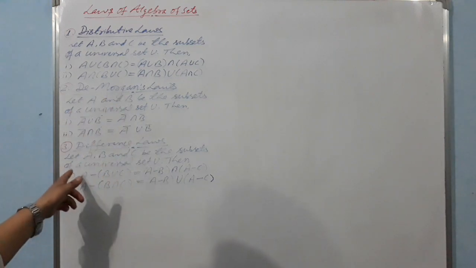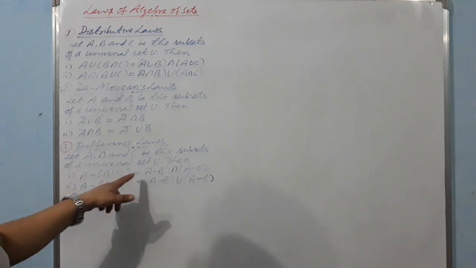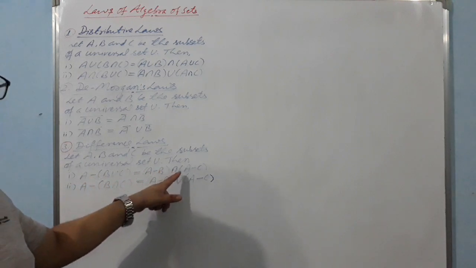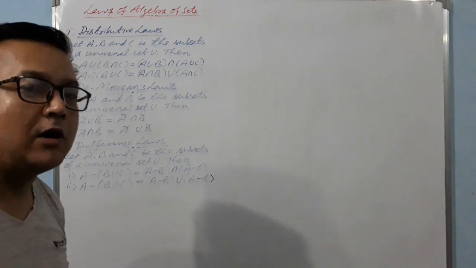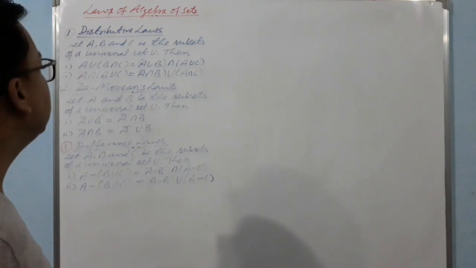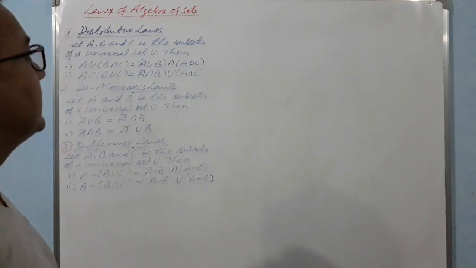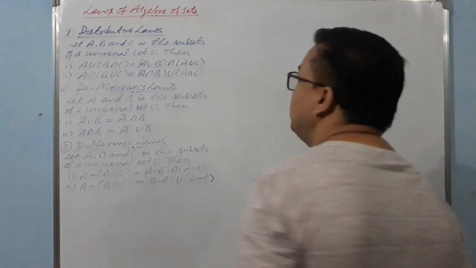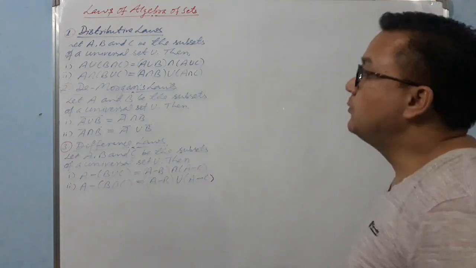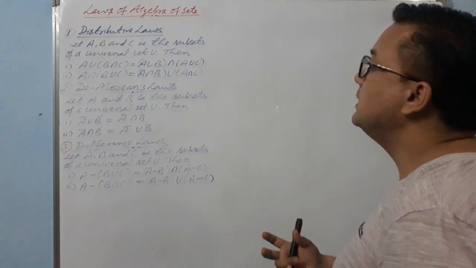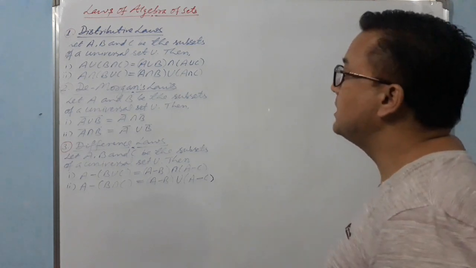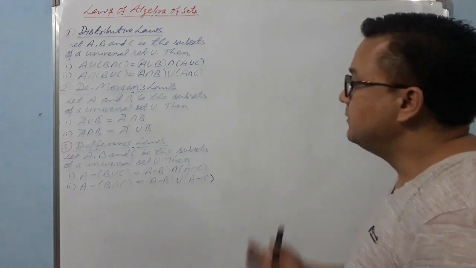And difference laws: A minus (B union C) is equal to (A minus B) intersection (A minus C). A minus (B intersection C) is equal to (A minus B) union (A minus C). Today I will tell you how to prove these three laws. Okay, so let's start. Before starting to prove these laws, we have to know the definitions of union, intersection, and difference.